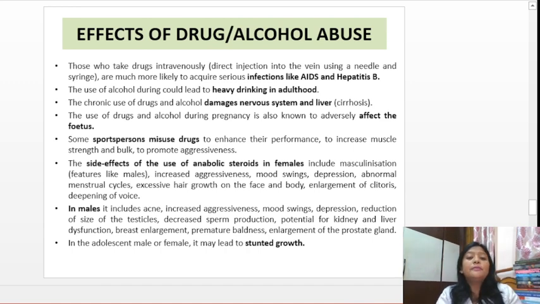Sometimes there are side effects in males and females because of using too much of these steroids. In females it may lead to masculinization, increased aggressiveness, mood swings, depression, abnormal menstrual cycles, excessive hair growth on face and body, and voice changes. Even in males, it may lead to acne and also aggressiveness, again mood swings, depression. So there are many types of side effects occurring in males and females. Also, sometimes it leads to stunted growth, or you can say short height. The growth stops.